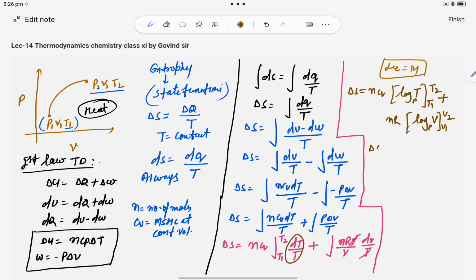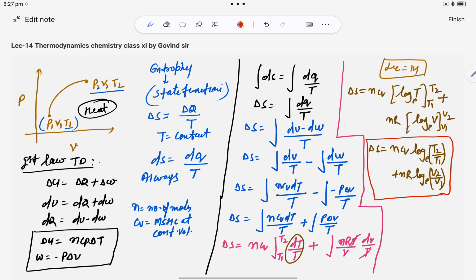So now you can write delta S is equal to nCV log, directly I am doing, T2 upon T1 base e plus nR log V2 upon V1 base e. That is the formula. Directly also I can write the formula, but I want to make you feel how it is generated. So this is the formula for entropy. That is the important and that is the explanation.